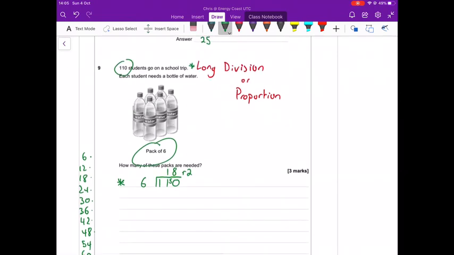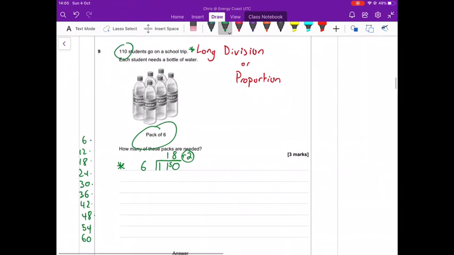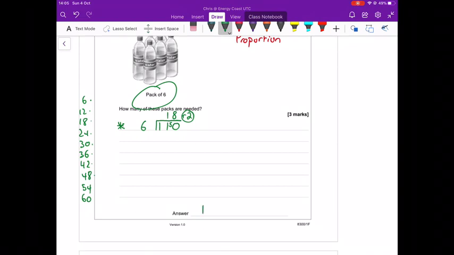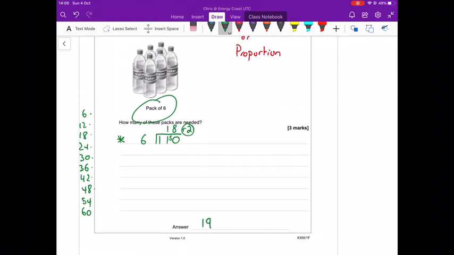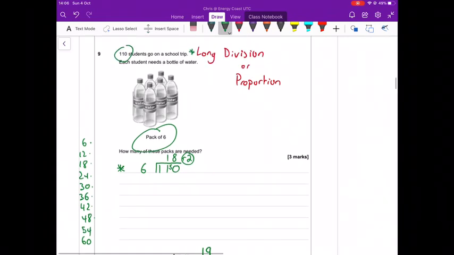Okay, so what this is saying is that I can get 18 packs, but that won't quite be enough because I'll need another 2 extra bottles. Now, I can't buy 2 bottles. I have to buy another pack, okay? So my answer is going to be 19 because I'll need to buy an extra pack for those extra 2 people, okay? You only actually need 2 of them, but you need to buy a whole pack. So the answer is going to be 19.